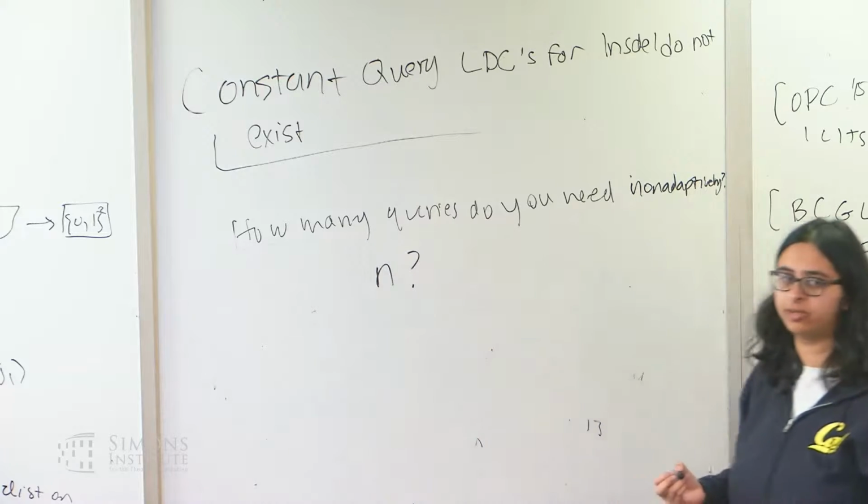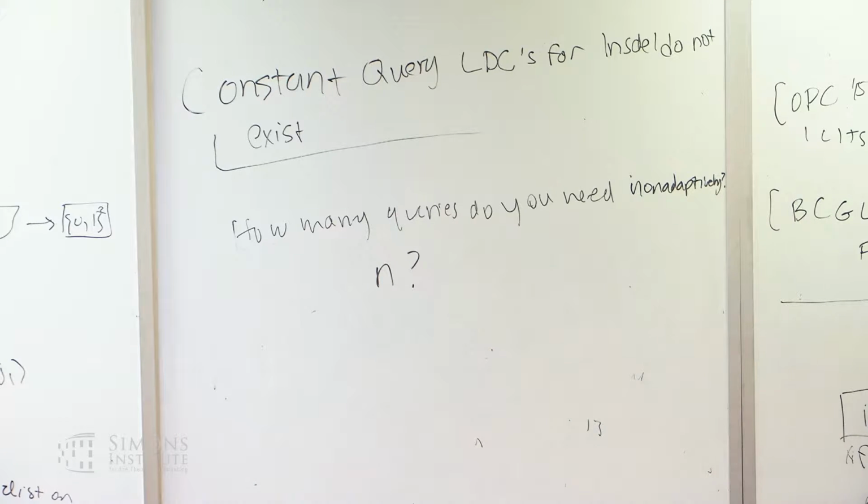Because there's no better result than just n. Like there's no better result than just you have to query the entire codeword. And I actually think it's possible that's tight. I have no idea. So I think that's a really cool question.